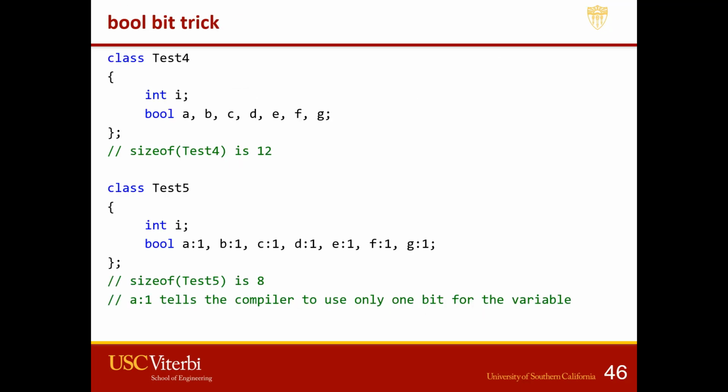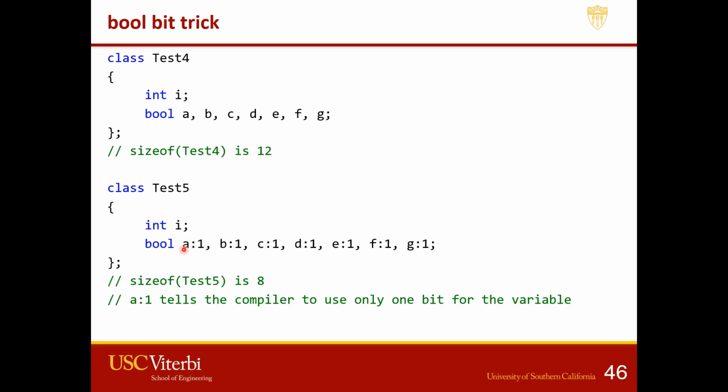I had mentioned that typically a bool is a byte, but we know that a bool really only needs 1 bit. Turns out in C and C++, there's a way to tell the compiler to just use a single bit. So let's take this example. We have an integer and then we have a whole bunch of bools. And if we do size of that, we're going to get 12 because we got 4 here, 5, 6, 7, 8, 9, 10, 11, and it has to be a multiple of 4 because of the integer, so 1 pad, so we'll get 12.